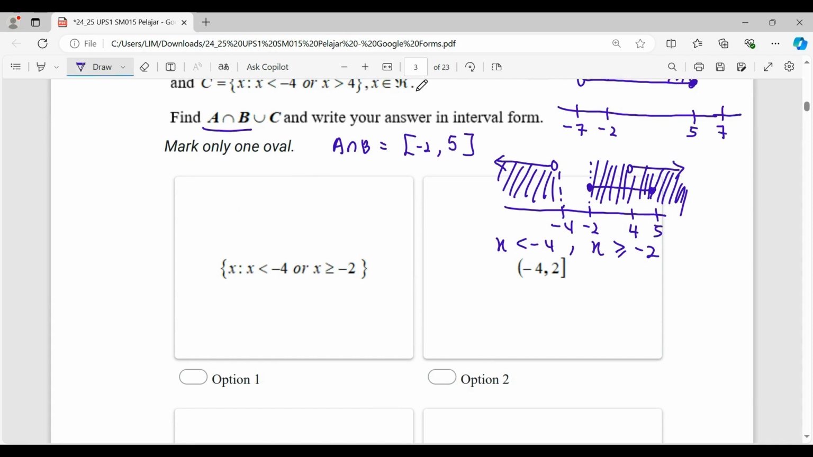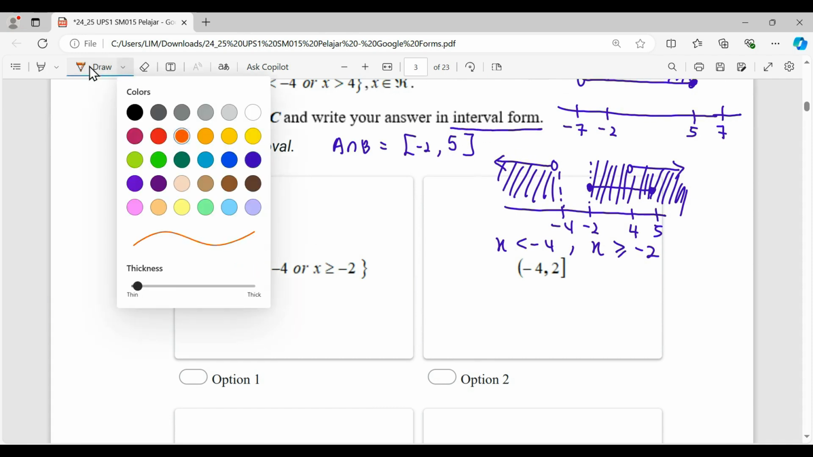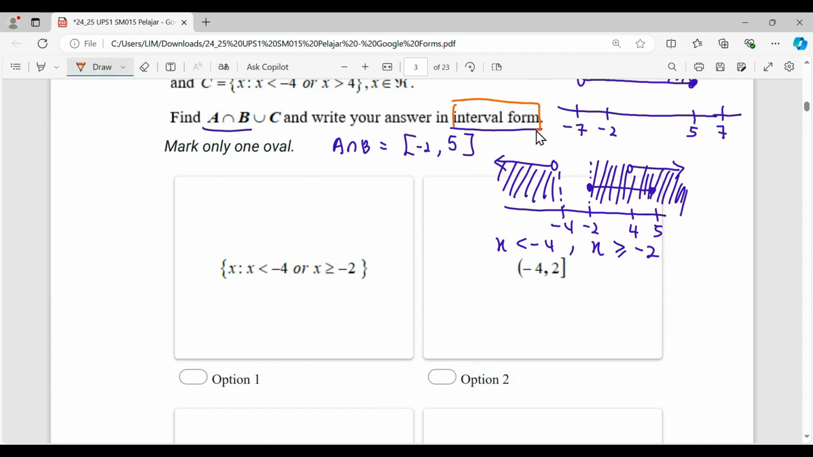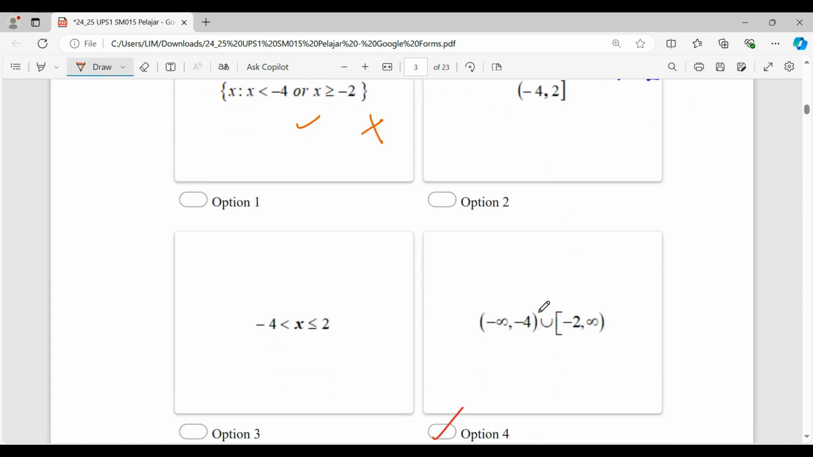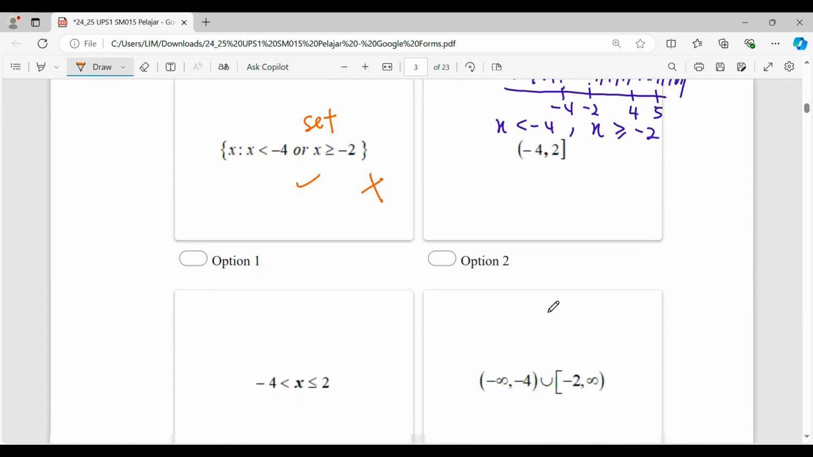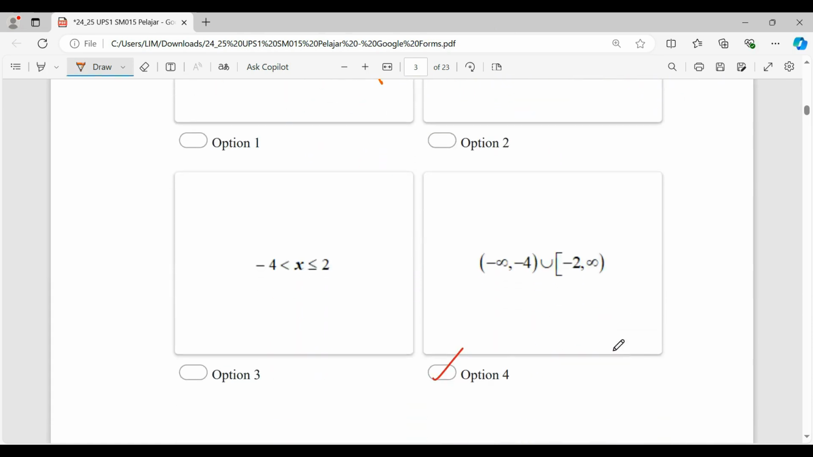And then write the answer in interval form. Although this is our answer, it is set notation, so we're not going to select it. Interval form only has x less than negative 4 and more than negative 2 included. So this is interval form, and here we have our option.